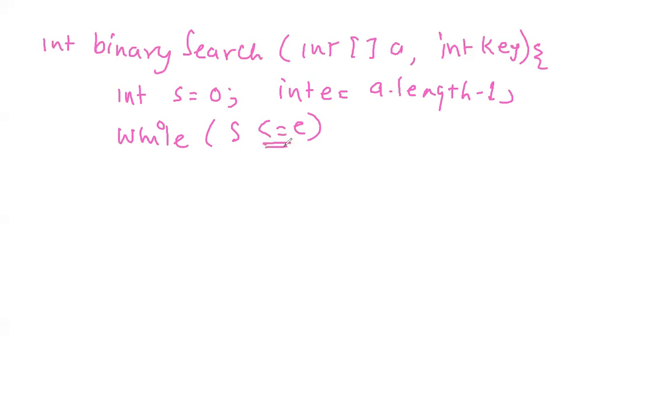I will explain how to come up with this, but you know the basics. If s is greater than e, that means I have done everything. There is no more element to be searched. If s is less than or equals to end, that means there is at least one element to be searched.